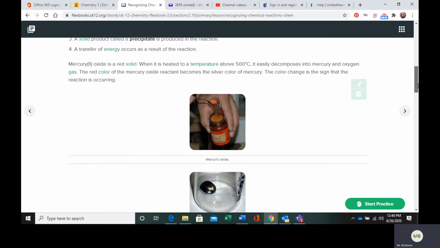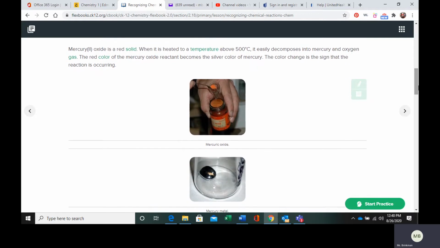So a few examples of these. Mercury 2 oxide is a red solid. When you heat it above 500 degrees Celsius, it is going to decompose into mercury and oxygen gas. So the red color of the mercury oxide switches to the silver color of mercury. So because of that color change, you can tell that a reaction took place.